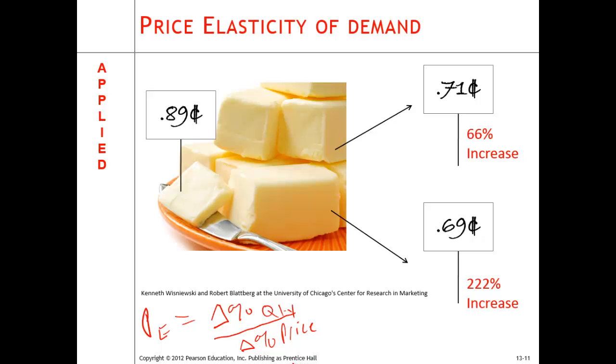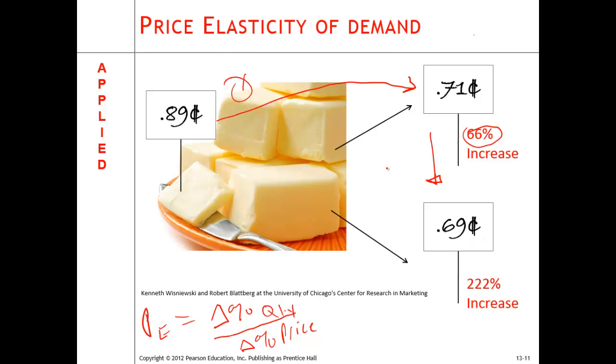Researchers from the University of Chicago examined pricing effects on margarine. They reduced the price of margarine first from 89 cents to 71 cents. This led to a 66% increase in sales. They further lowered the price of margarine from 71 cents down to 69 cents. This 2-cent difference had a 222% increase.